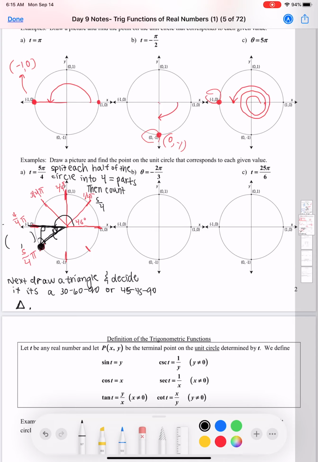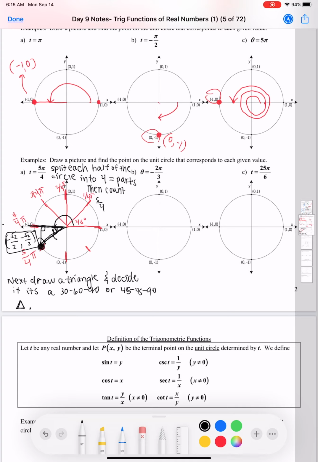you'll see that this point here at 5 pi over 4 is negative root 2 over 2, because we go in the negative x direction, backwards. And then we'd have to go down in the y direction, so that would also be negative. And there's our coordinate pair.